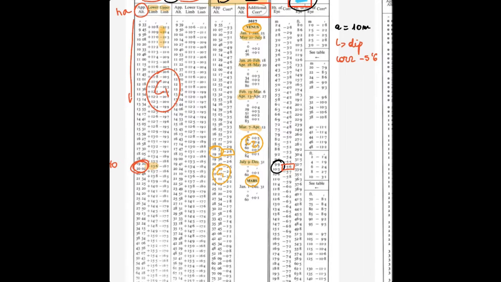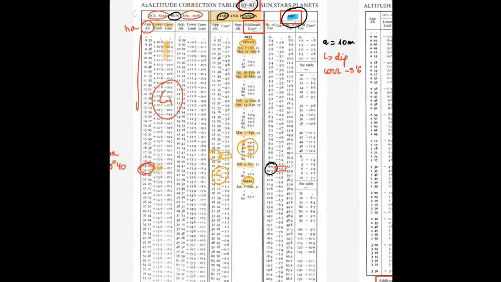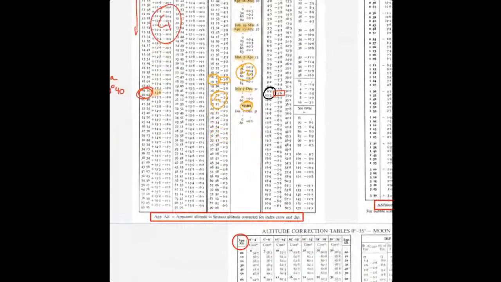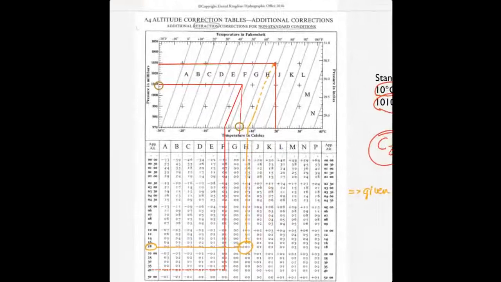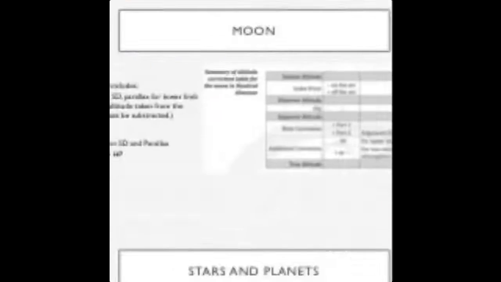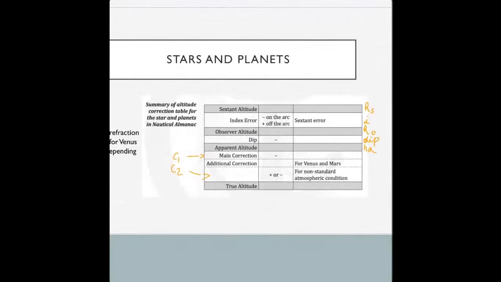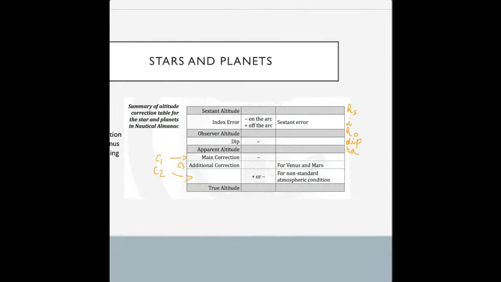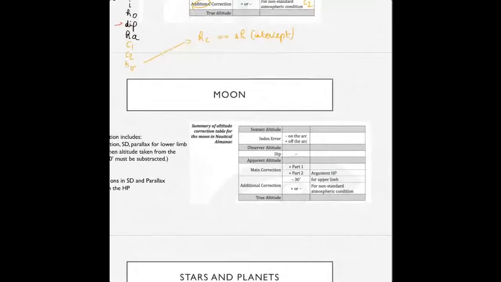So C1 and C2, if you want to call it like that, for stars and planets, and then again maybe the C3 for non-standard atmospherical conditions, only if they are given in the exercise. Let's say that this is then C3, and this will give you then C1, C2, C3, whatever. This will give you the complete true altitude for the star or the planet. Okay, voila.